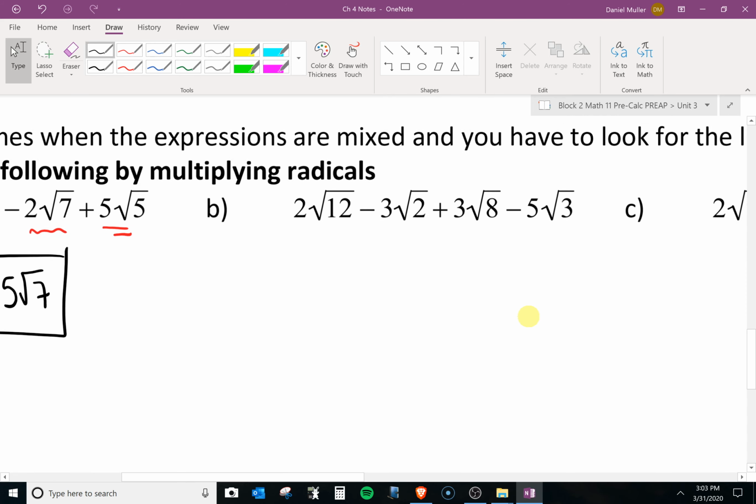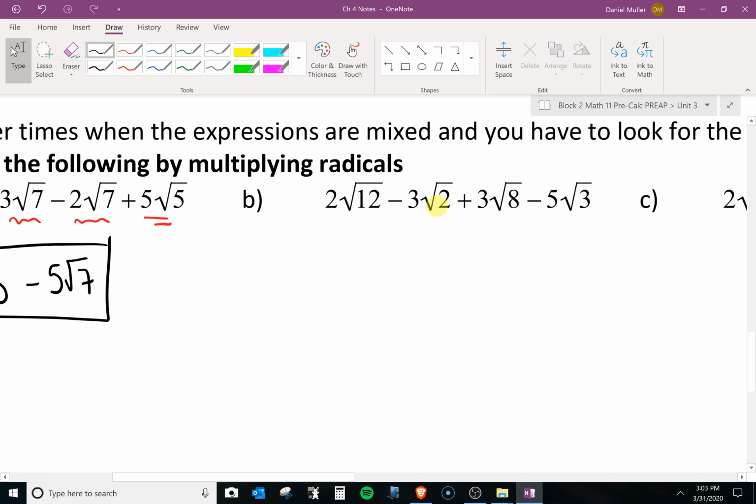Now looking at B here, it looks as though none of them are alike. But I do notice that 8's going to have to be broken down, because I can take a pair out of there, and 12 will also need to be broken down. So I'll take 12, that can break up to 6 times 2, or 4 times 3. So there's a pair of 2's that can come out. There's already a 2 there. So if I take the 2 out, and the 2's already there, that gives me 4. And there's a leftover 3 here.